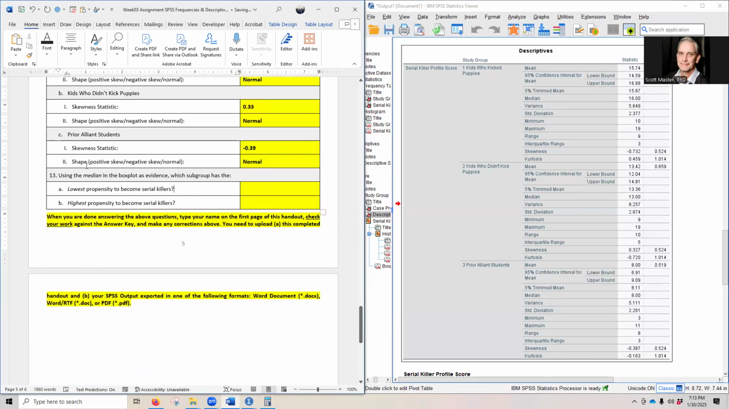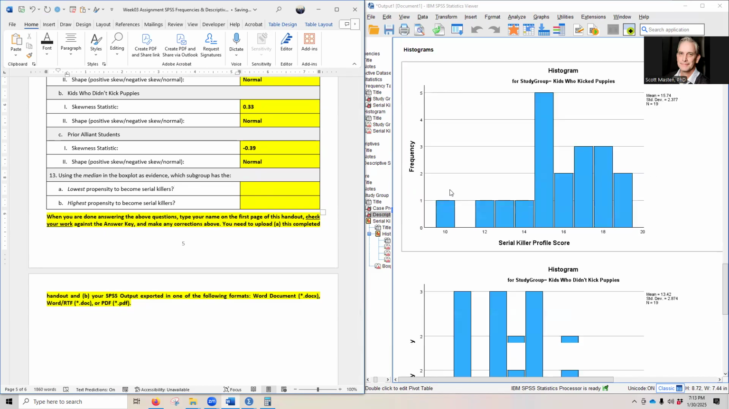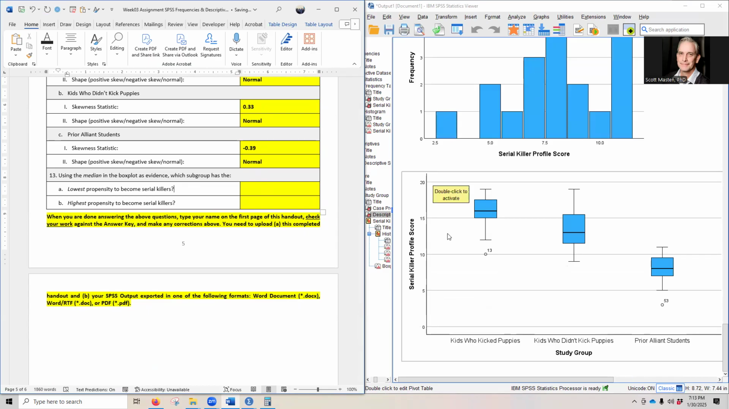All right. Using the median in the box plot as your evidence, which subgroup has the lowest propensity to become a serial killer and the highest propensity to become a serial killer? So let's go down the box plot. I actually hated these when I was in your shoes. I didn't think they were very useful, but over time I've come to appreciate them because they present a lot of information succinctly. So the way I would do this: propensity of a whole group needs a measure of central tendency, and one of them is shown in these box plots. These thick black lines in the middle show you the medians for each group.